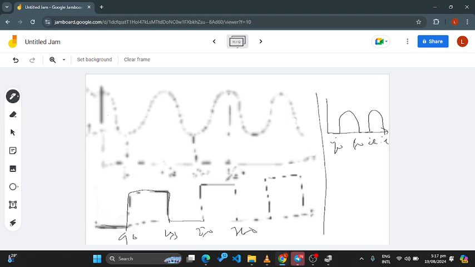How it's looking. Hey, Jamboard. Okay, let me refresh it.